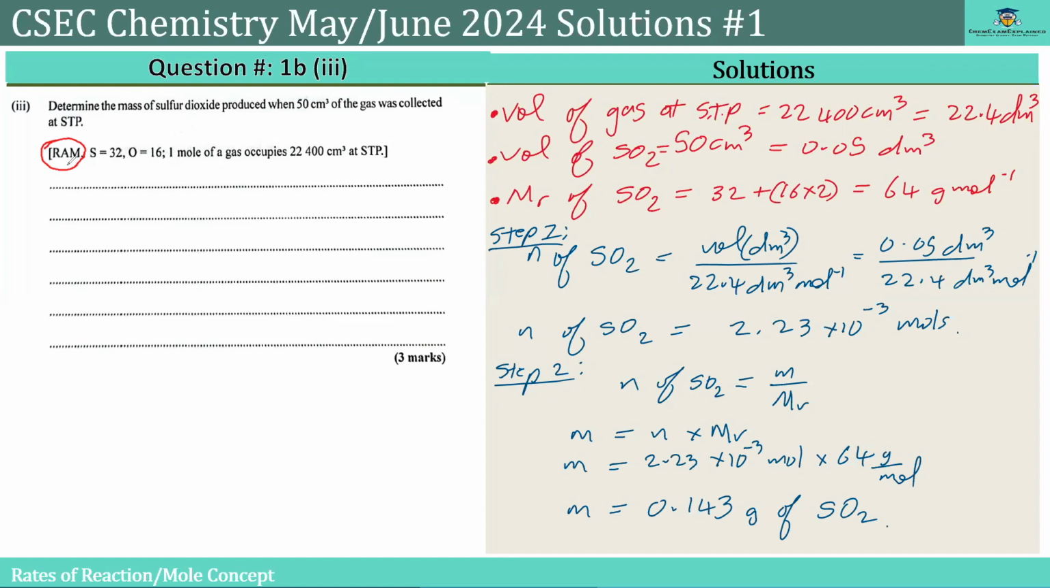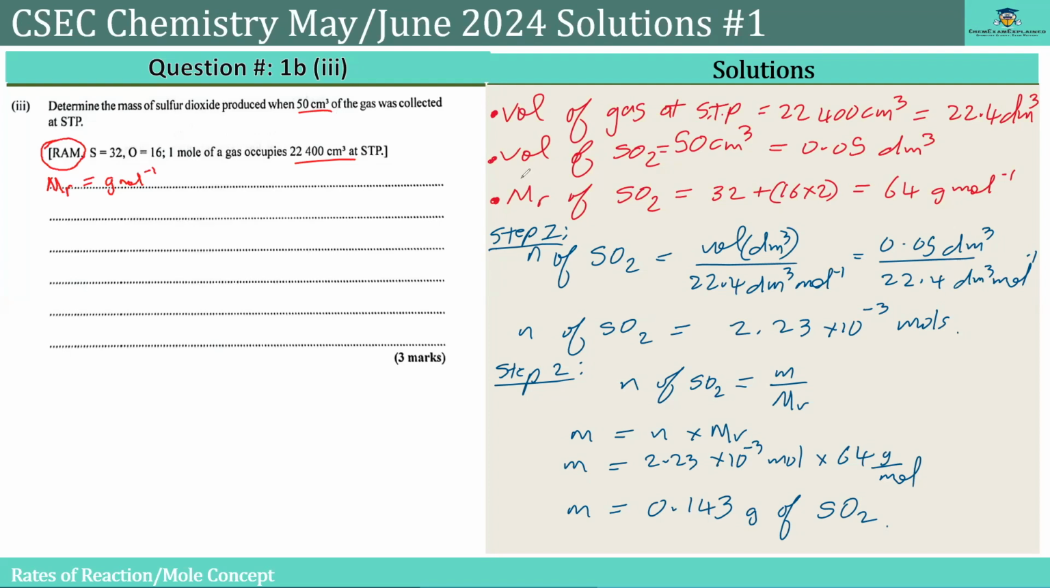Now, relative atomic mass has no unit. So I would have preferred if they had given us the molar mass, which gives us a unit of grams per mole. And this will be useful in our calculation. We also get the mole of gas at STP. So 1 mole of gas occupies 22,400 cm³ at STP. We're going to convert this to dm³ as well as the 50 cm³ here. So both will be converted.